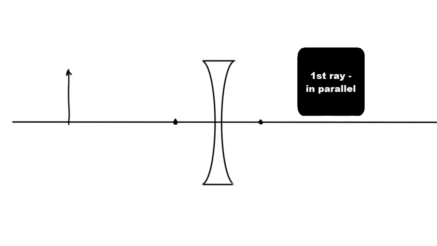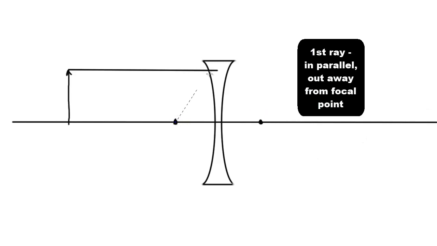Okay, first ray in parallel. Go to the center and get it lined up something like that. And now here's the difference. Before, we went out through the focal point. But this is not a converging lens, it's a diverging lens. So what am I going to do? I'm going to take this ray and diverge away from this focal point. So I'm going to pass this way.